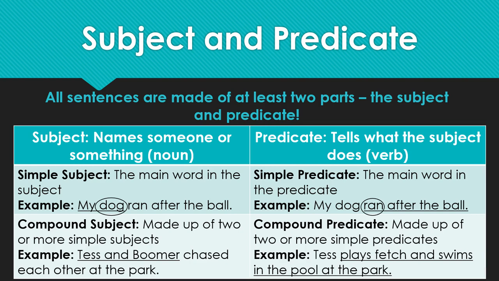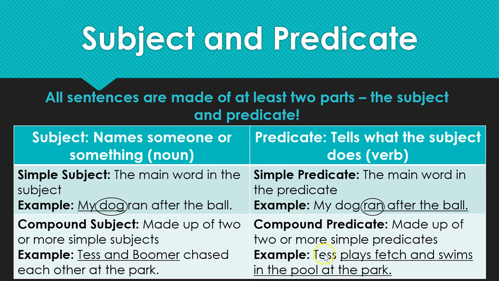Compound subjects and predicates come from two sentences that can be combined using the word and. I could break this compound subject into two sentences. Tess chased Boomer at the park. Or I could say Boomer chased Tess at the park. But it's easier if I put them together. Tess and Boomer chased each other at the park.